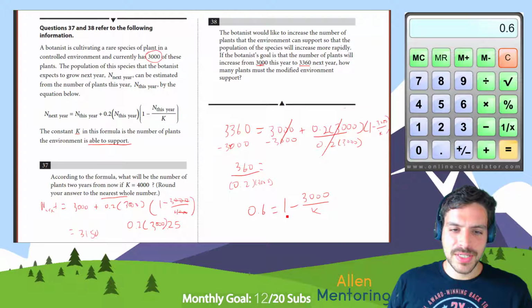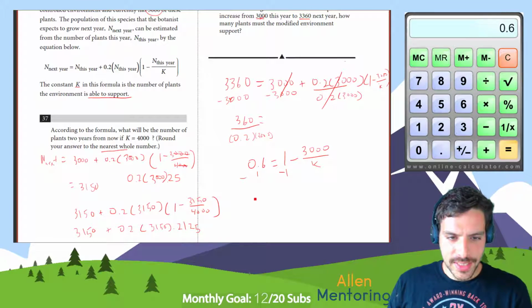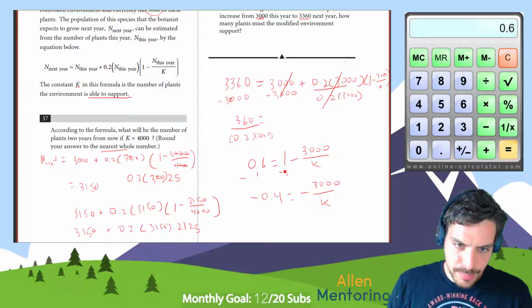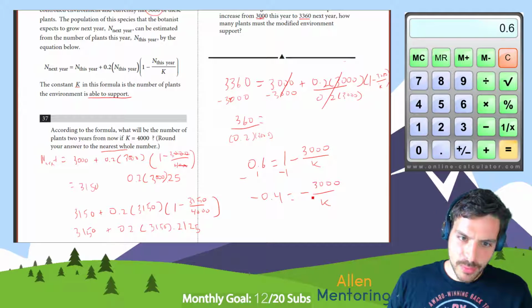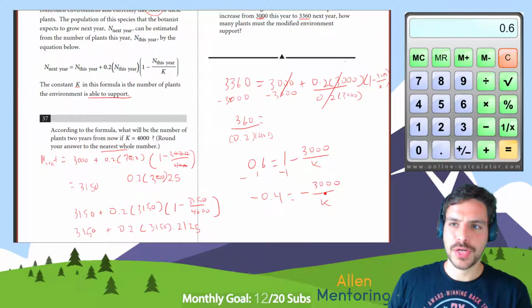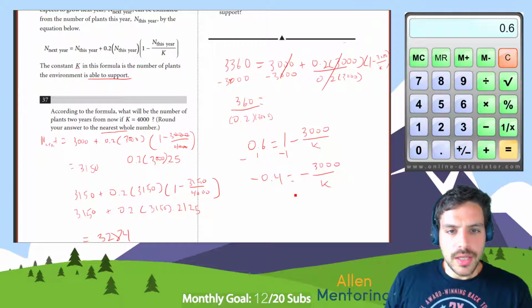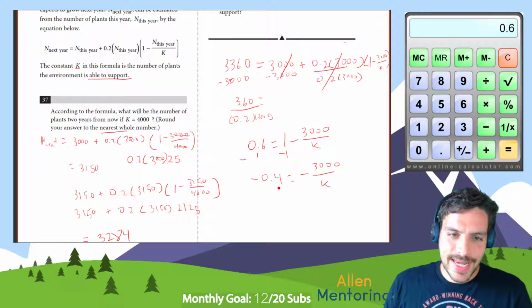Again, we want to do the opposite to both sides, so we want to subtract 1. All right, we're going to subtract 1, and we're going to get negative 0.4 is equal to negative 3,000 over K. And I want you to see, because we subtracted 1, we did not do anything to this negative. That's why we see negative 3,000 over K on the right side. And so now we want to isolate K, right?